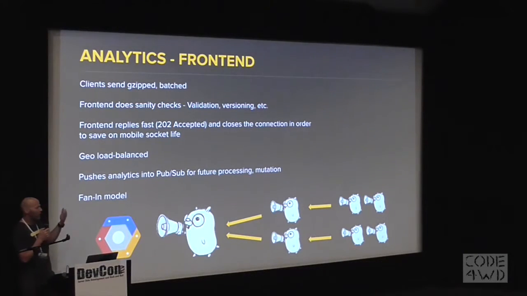So the client collects events on the devices and sends them in batches, meaning that every X seconds it sends the batch, or if a threshold is reached, then we send the events even if the timeout has not passed. And of course, they are gzipped. The front end does some very minimal sanity checks, versioning, etc., and returns to the client as soon as possible with 202 Accepted.